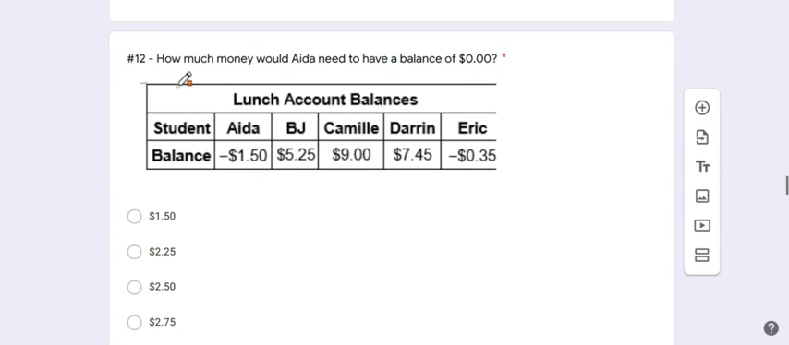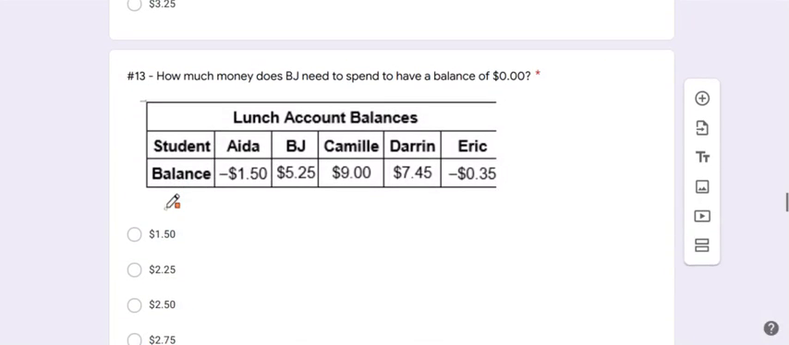Number 12, how much money would Ada need to have a balance of 0? So I'm looking at Ada. Here's Ada. She owes $1.50. So how much money does she need to have a balance of 0? Well, if she owes $1.50, if she pays $1.50 more, right, then that would get her back to 0. That would get her back to even.